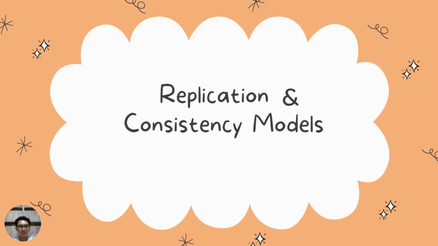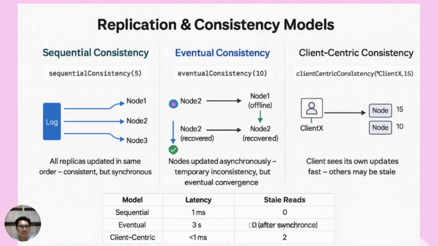For the replication and consistency model, now let's explore how distributed systems maintain consistency across multiple replicas. First is sequential consistency. All nodes get updates in the same order. For example, sequential consistency 5 means every node gets the value 5 one after another in the same order. It is very safe and consistent, but a bit slower because it waits for all nodes.